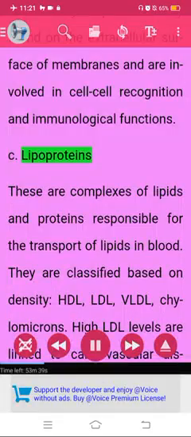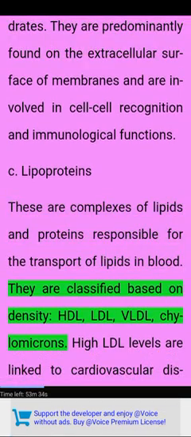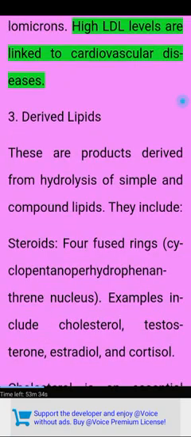C. Lipoproteins. These are complexes of lipids and proteins responsible for the transport of lipids in blood. They are classified based on density: HDL, LDL, VLDL, chylomicrons. High LDL levels are linked to cardiovascular diseases.